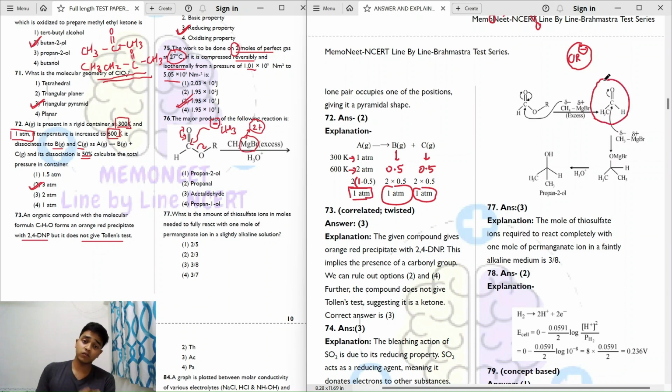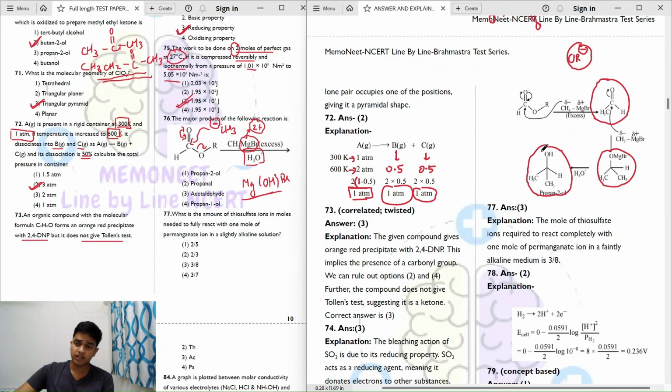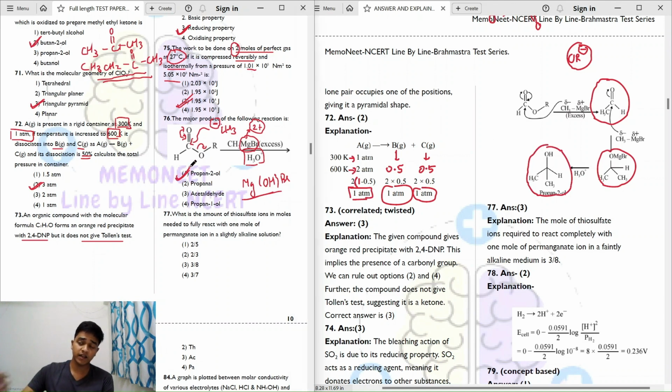Now we have excess of Grignard reagent. So we'll have more nucleophile, right? So a CH3 minus will attack the carbon again. And when it attacks, we'll get a Grignard reagent complex. And when we hydrolyze it, Mg(OH)Br will leave, right? And we'll get an alcohol. The final answer will be propan-2-ol, giving option 1 as the correct answer.